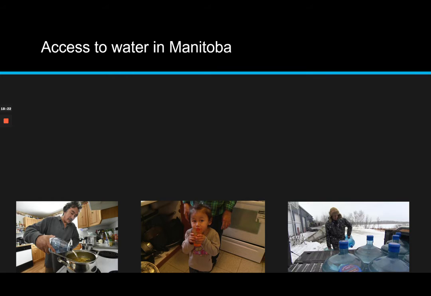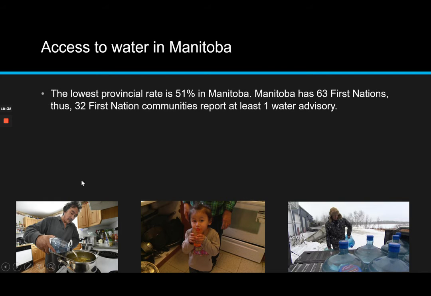Now, just because Winnipeggers have access to water doesn't mean that everyone in the province does. So when we look at the rest of our province, Manitoba does have a low rate in terms of people not being able to access water, but that rate is still at 51%. Okay, so that means half of Manitobans still don't have access to water.